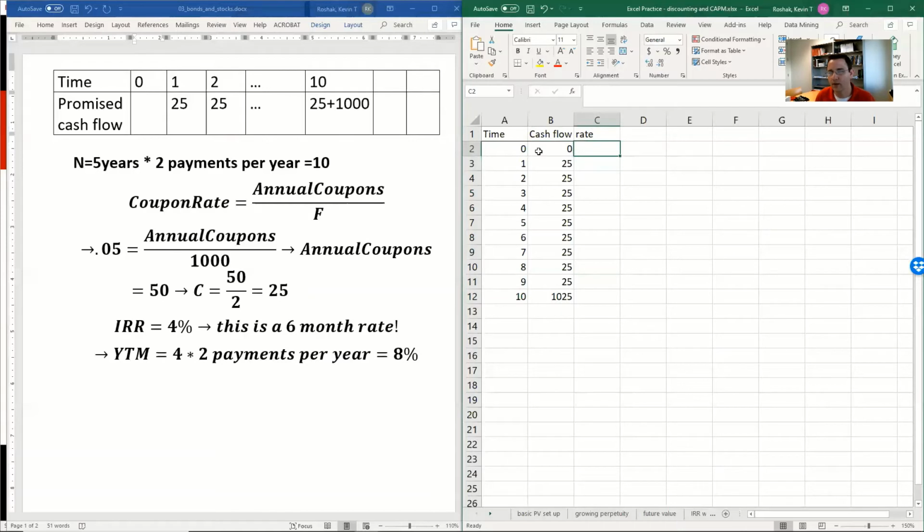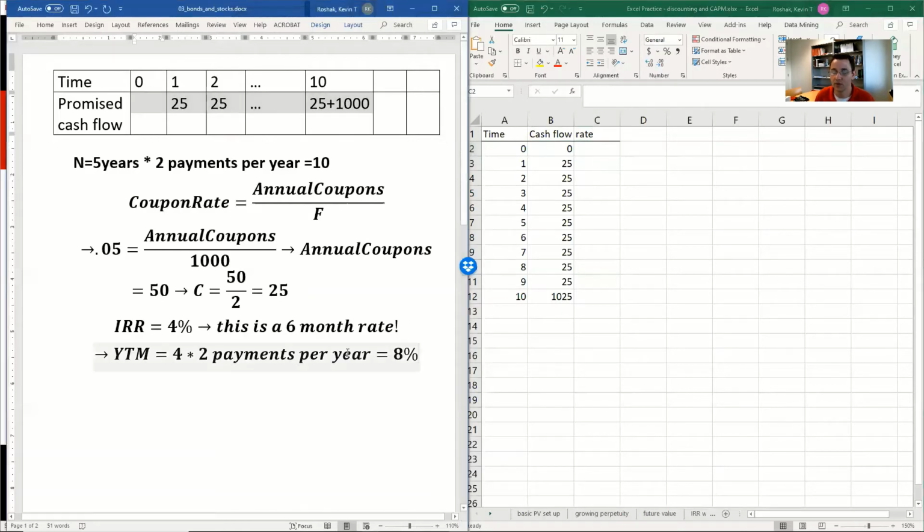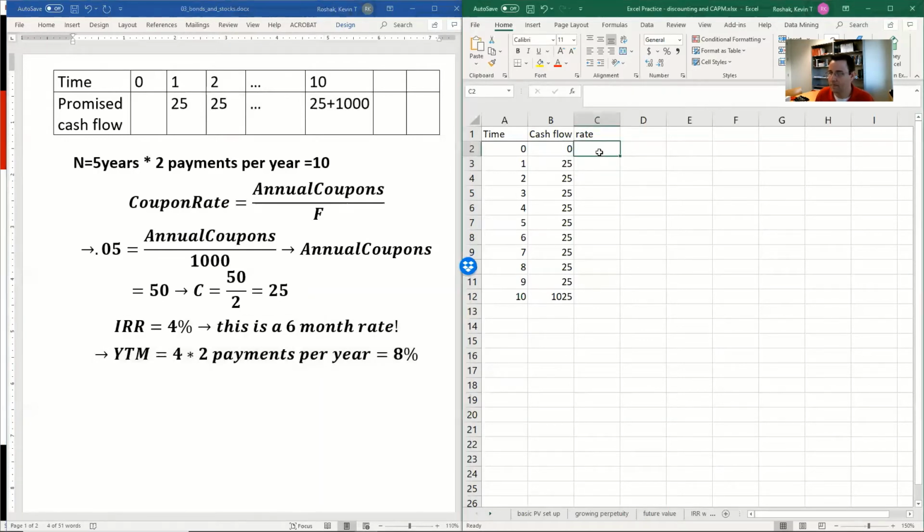Now the rate, this is what we're going to solve for, right? Where we have to solve for the rate. We did it using the built-in function before, but I want to show how to do it a different way. So for now, I'm just going to guess. I'm going to guess the rate is like 5%.